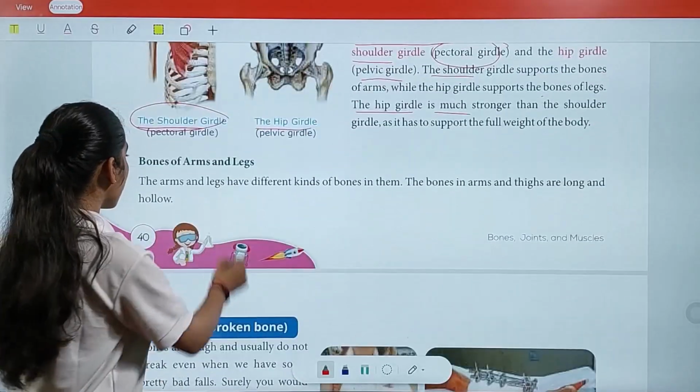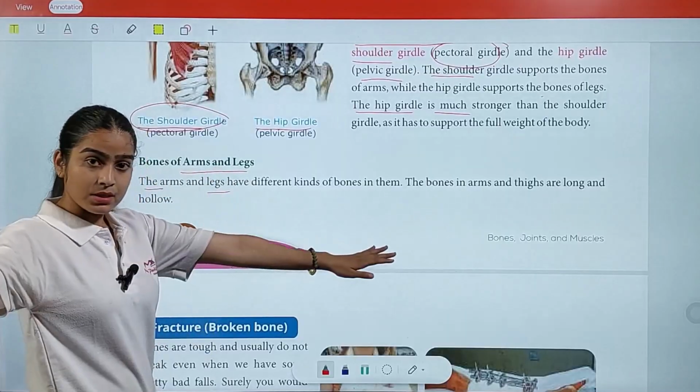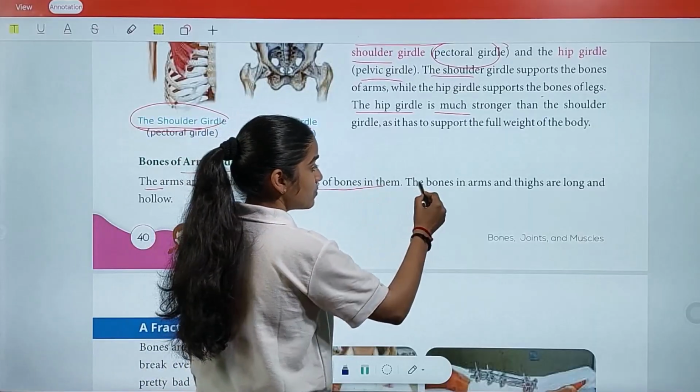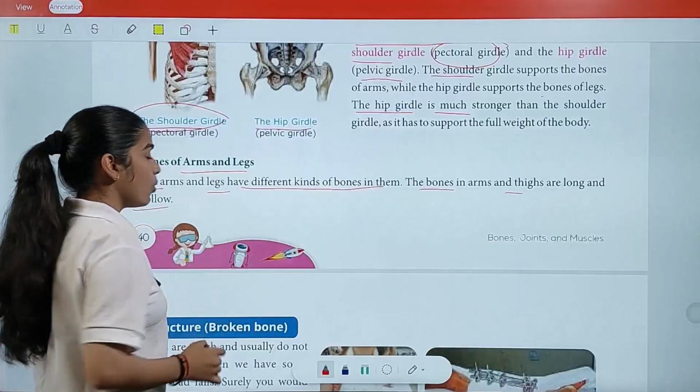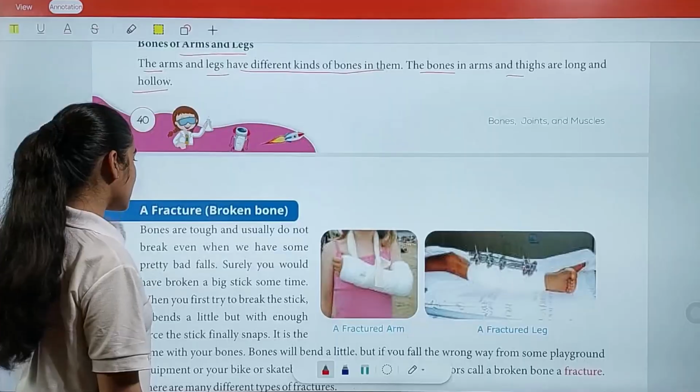Now, bones of the arms and legs. In the arms and legs we have different kinds of bones. The bones in the arms and thighs are long and hollow. Hollow means khali, empty, right? And they are long in size as well.